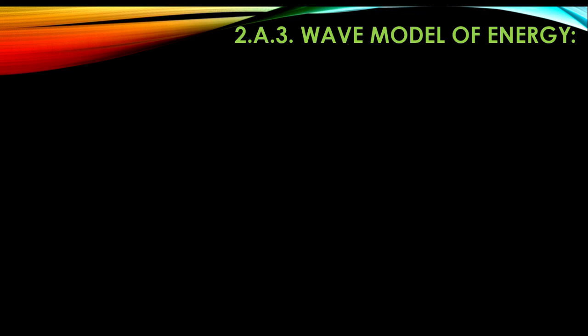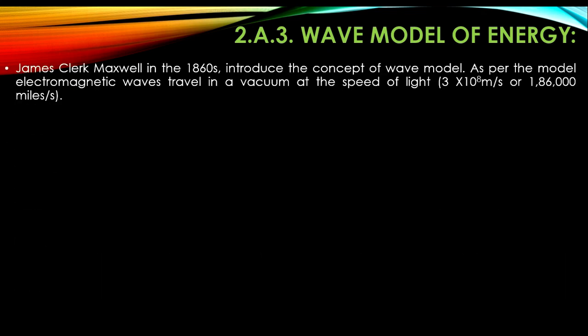Wave model of energy. James Clerk Maxwell in the 1860s introduced the concept of the wave model. As per the model, electromagnetic waves travel in a vacuum at the speed of light, which is 3 × 10^8 meters per second, or 186,000 miles per second.